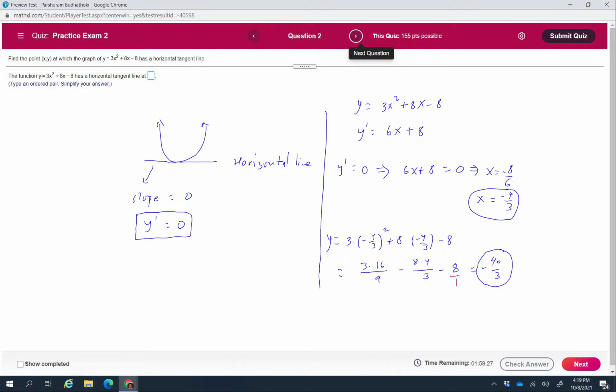So you can just multiply this term by 3 and 3, and here 9 by 9, and now all the terms have 9 in the denominator. Then just do the simplification on the numerator, and this will be the answer. So the point where the function has a horizontal tangent line is actually negative 4 over 3 comma negative 40 over 3.